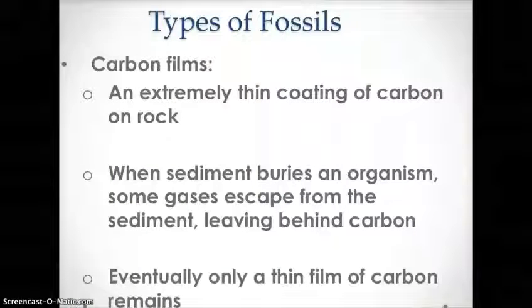Carbon films are fossils that consist of a very thin coating of carbon on rock. When sediment buries an organism, some gases escape from the sediment, leaving behind carbon. After a very long period of time, only a thin film of carbon remains.